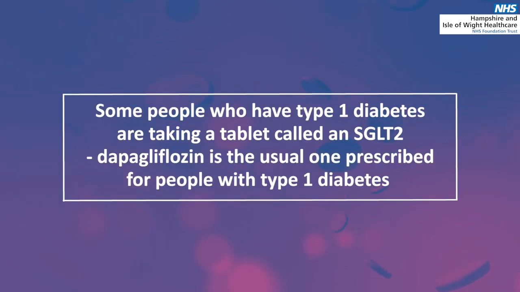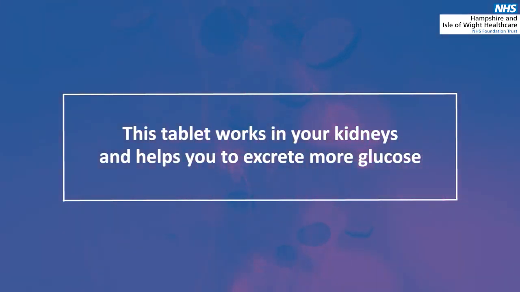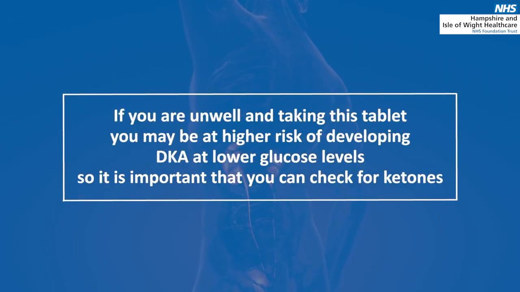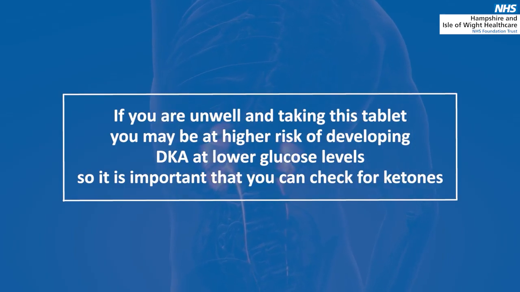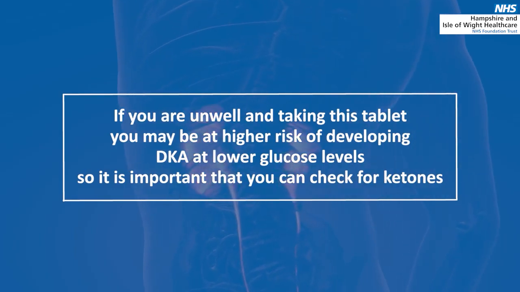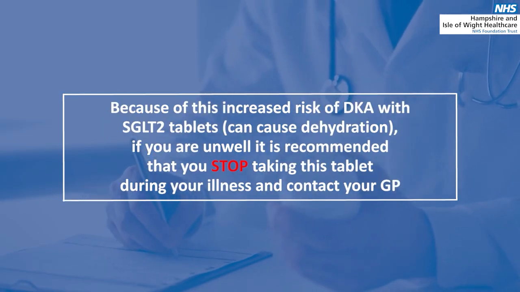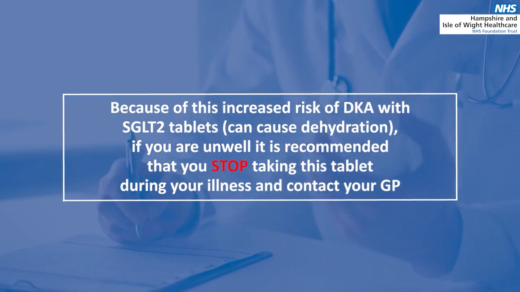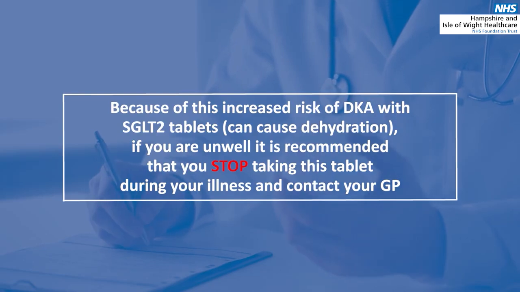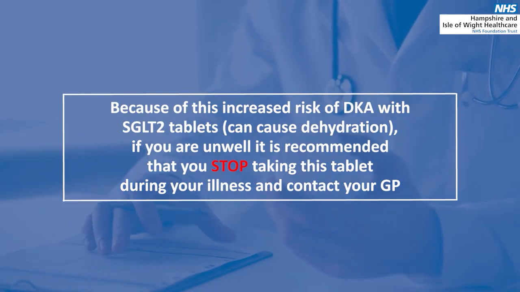Some people who have type 1 diabetes are taking a tablet called an SGLT2. Dapagliflozin is the usual one prescribed for people with type 1 diabetes. This tablet works in your kidneys and helps you excrete more glucose. If you are unwell and taking this tablet, you may be at high risk of developing DKA at lower glucose levels, so it is important that you can check for ketones. Because of this increased risk of DKA with SGLT2 tablets, if you are unwell, it is recommended that you stop taking this tablet during your illness and contact your GP.